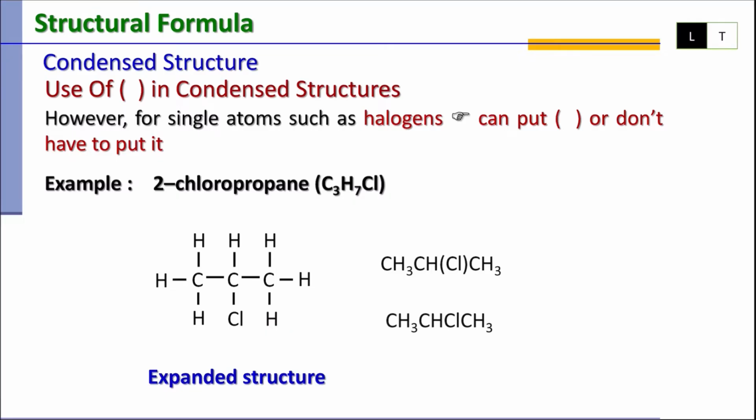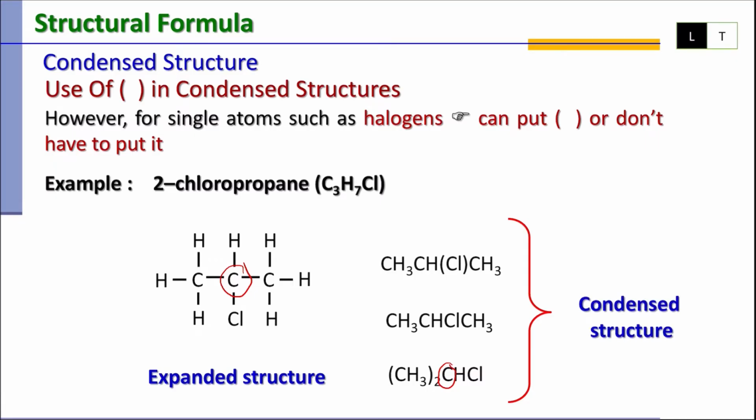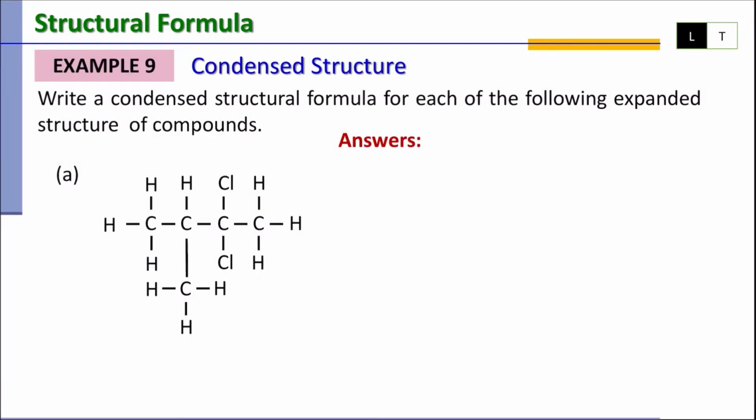Ataupun awak tak perlu letak kurungan for Cl, tak jadi masalah. Satu lagi cara, awak boleh kecilkan CH3 sebanyak 2 dan kita ada CH-Cl dekat tengah-tengah. So this carbon merujuk kepada carbon dekat tengah-tengah. So either 3 of these, semuanya diterima sebagai condensed structure. So let's try one example.